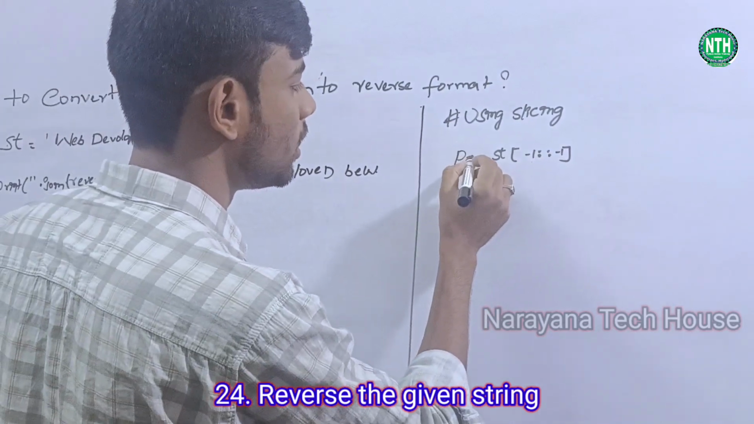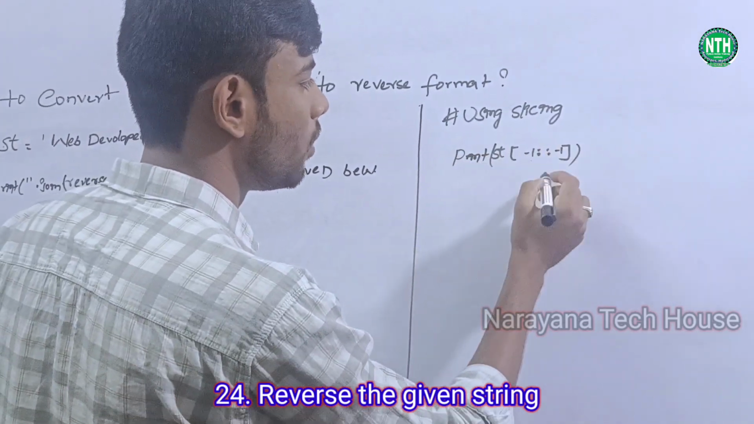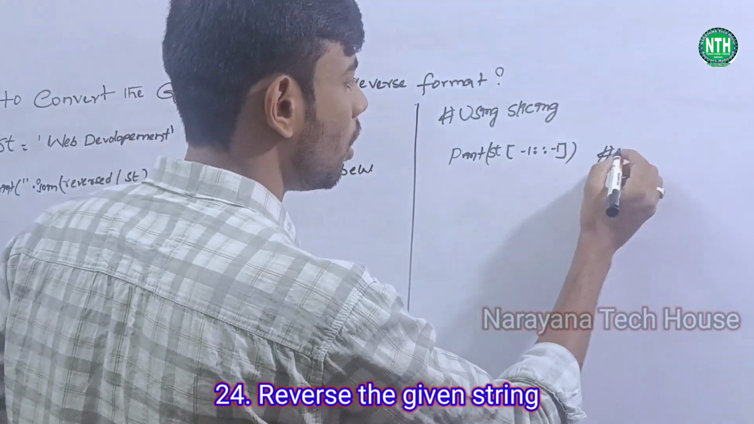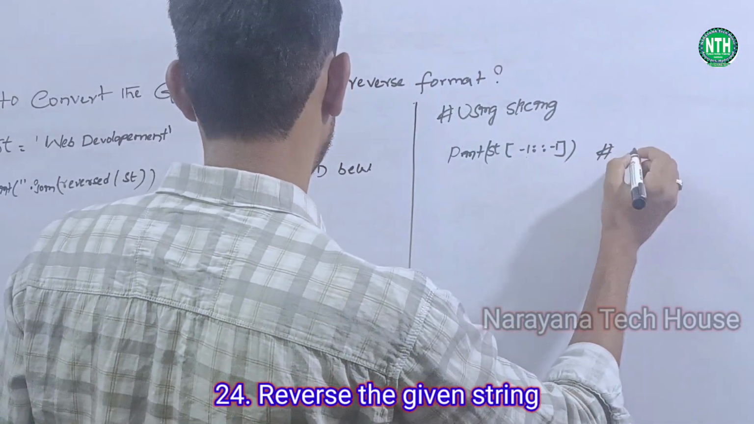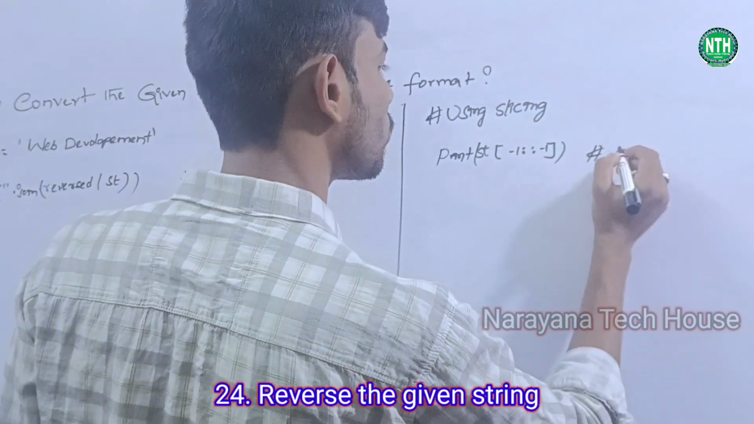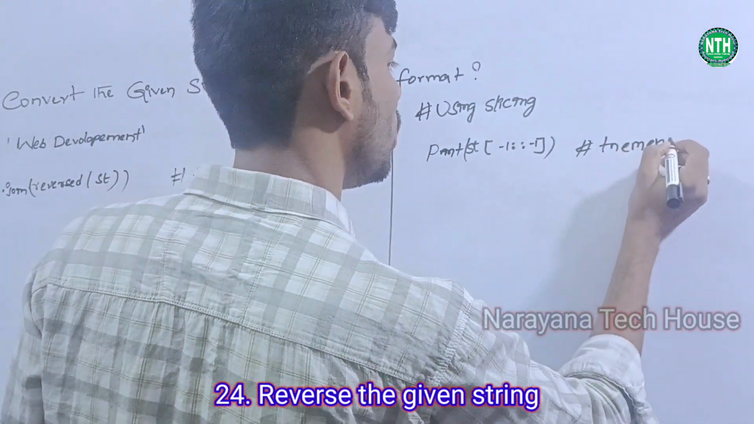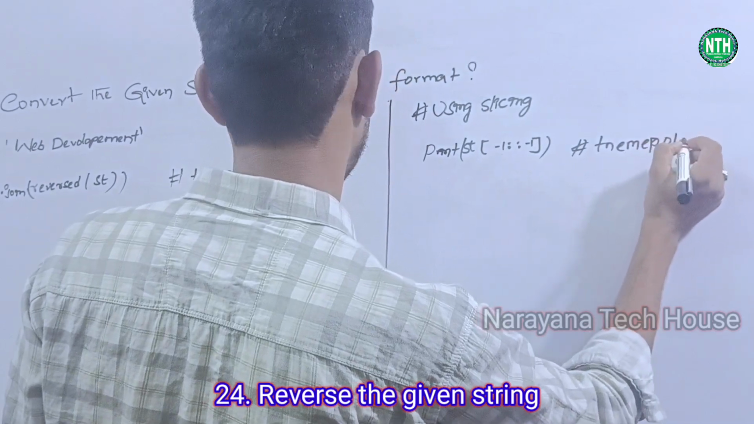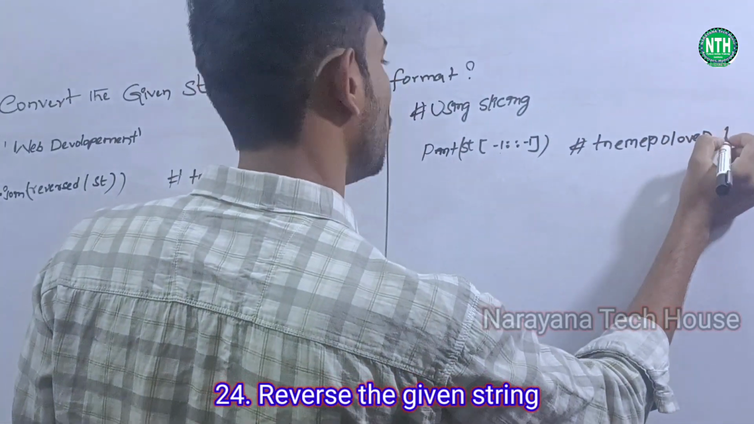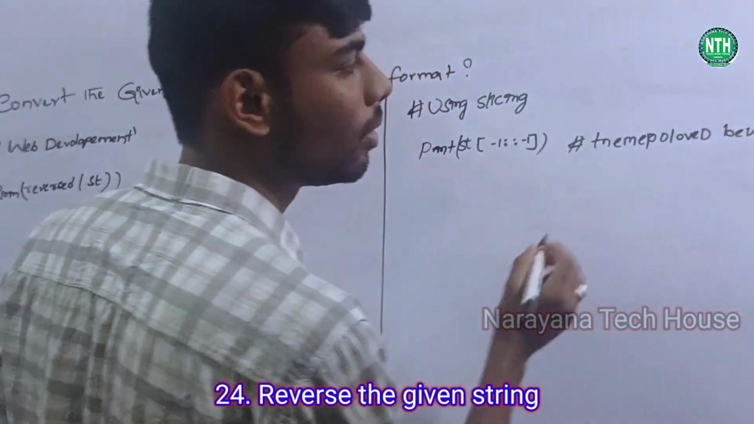I want to print this statement. The output will come like that. For example, T N E M P O L E V E D B E W, like that.